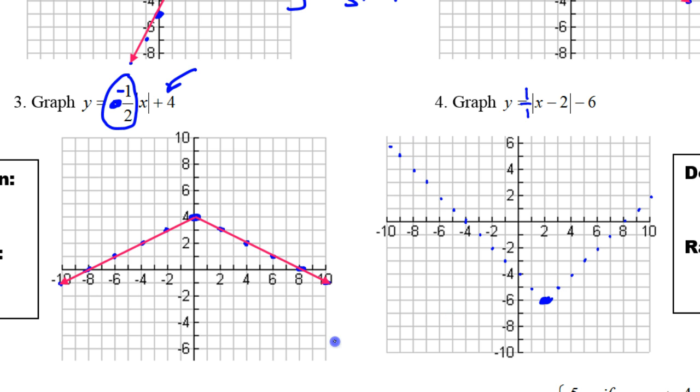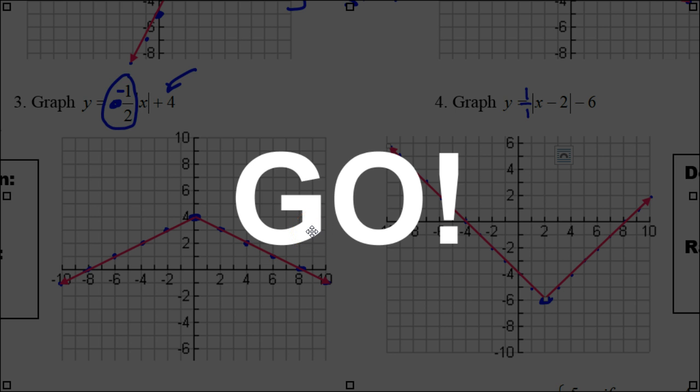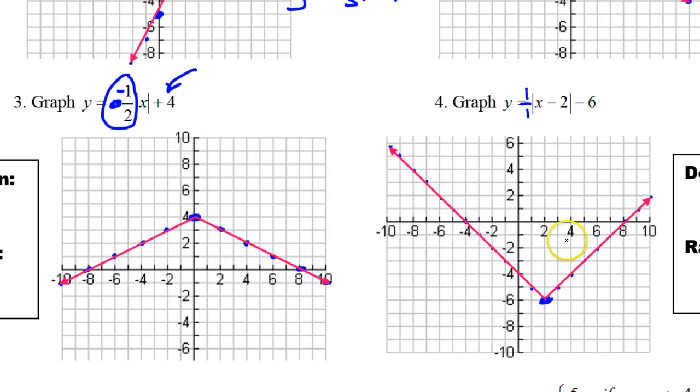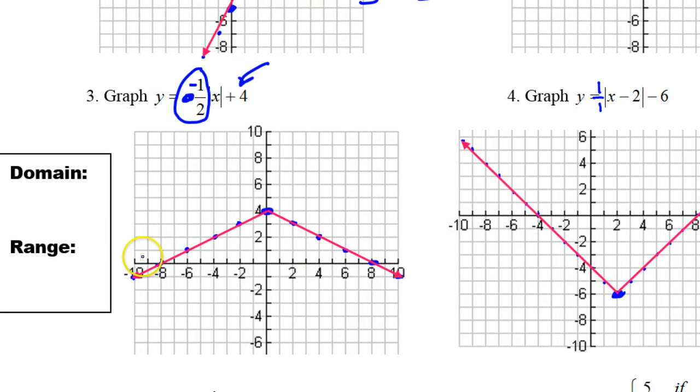Okay, and then I'll just draw the graph from there. All right, so your graph is going to look like this. Now, briefly, let's speak about the domain and range. The domain, it goes left and right forever, so that's going to be negative infinity to positive infinity.